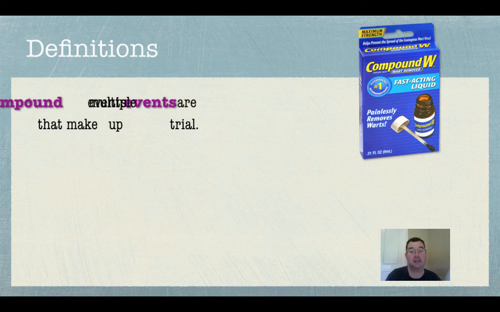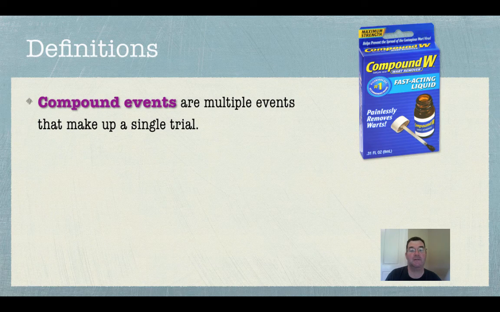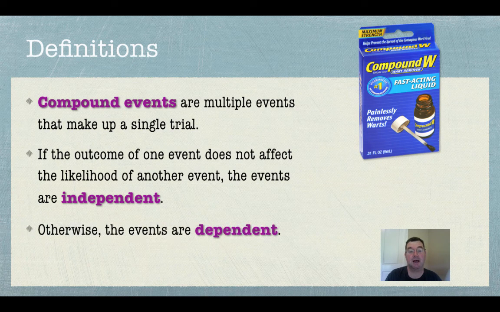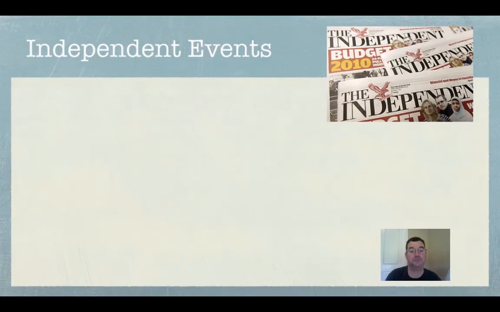Let's define some things just like we always do. Compound events are basically just multiple events that make up a single trial. So if the outcome of one event doesn't affect the outcome of another event, then the events are called independent. Otherwise, they're called dependent because the second outcome actually depends on what happens in the first outcome.